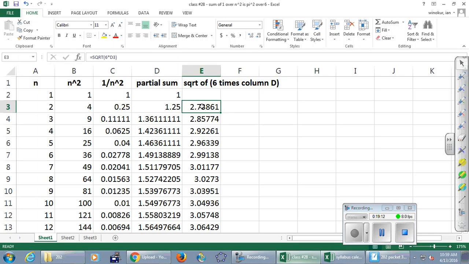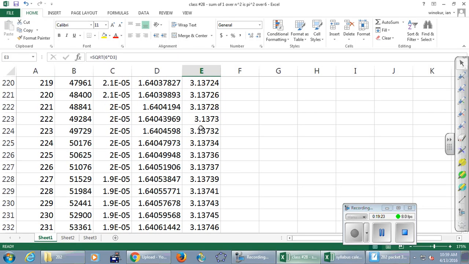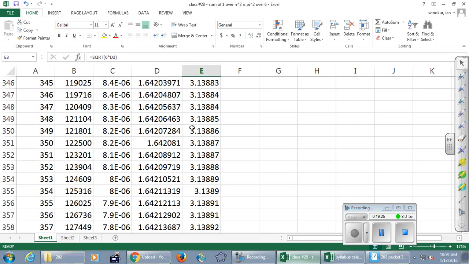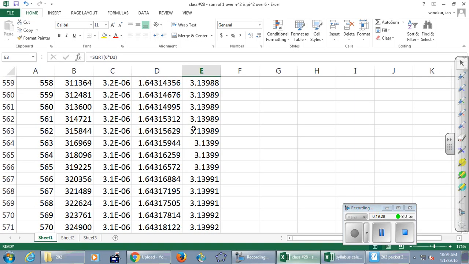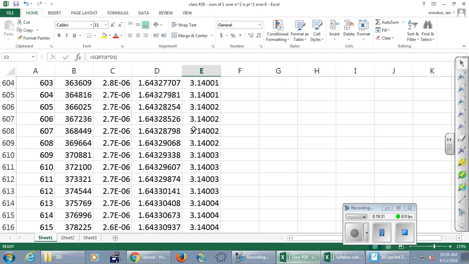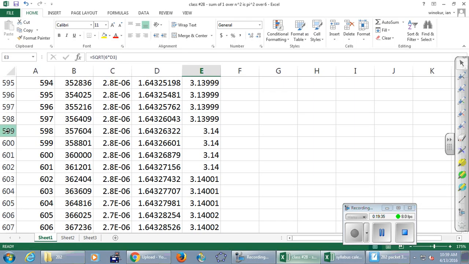So if Euler was right, what should happen to these numbers here as we go down this list should approach pi. All right, so we start at 2.7. That's not very great, but all of a sudden we're at 3.13. And okay, so we're at 3.14. It took about 600 terms to get to 3.14.